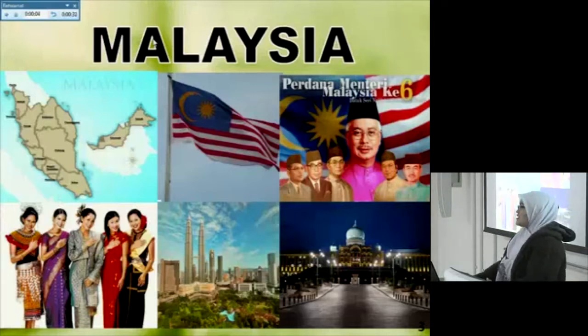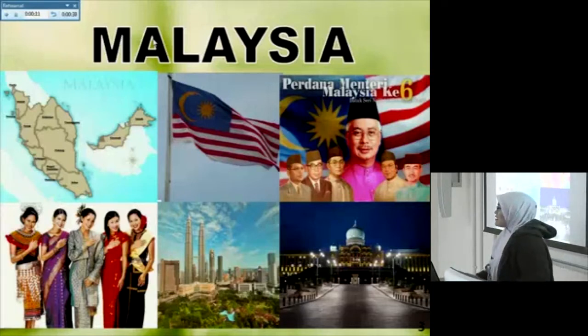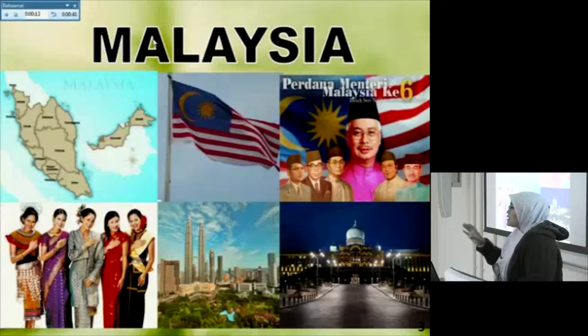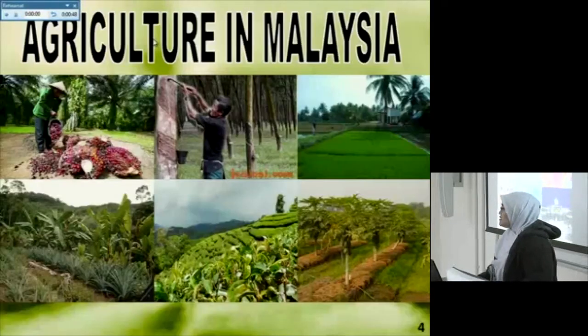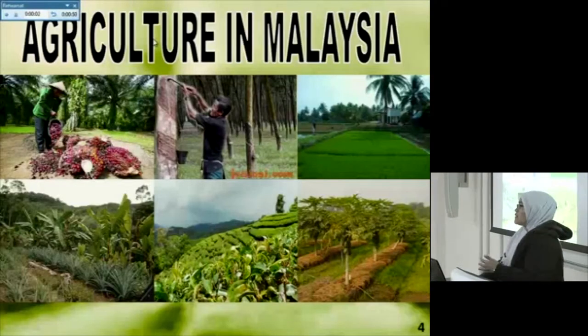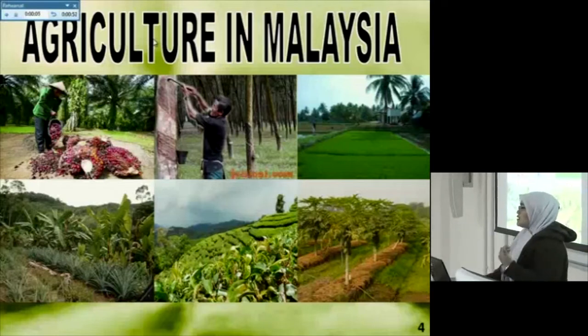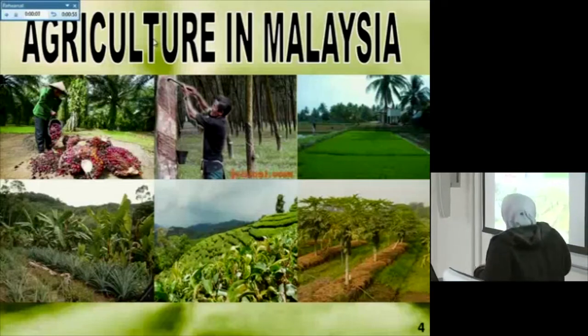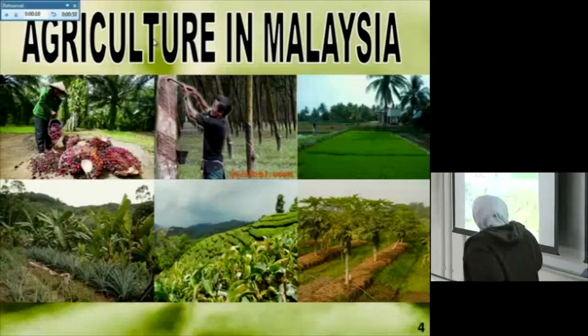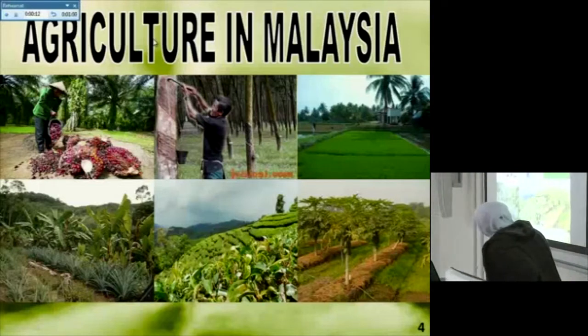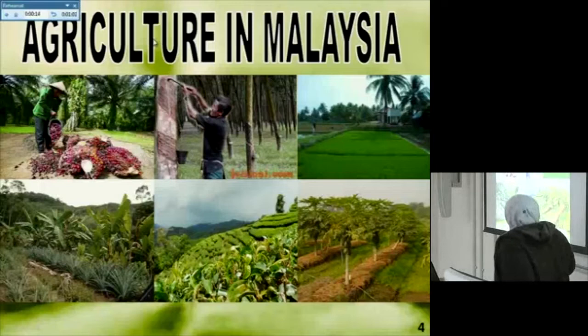I came from Malaysia. From 1957 we have had 6 prime ministers until today, and in Malaysia we have a lot of communities or ethnic groups, but here we can see the 5 main ethnic groups in Malaysia. This is some of the agriculture products that we have in our country. The first one is palm oil, rubber, paddy, pineapple and banana, tea, and also papaya.